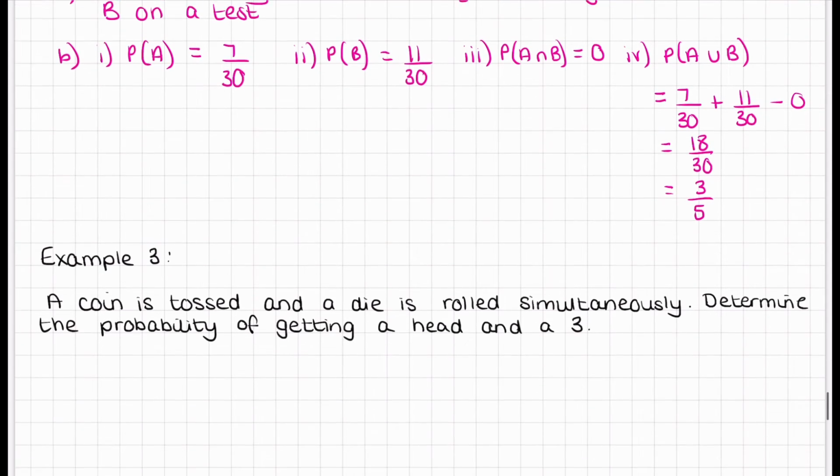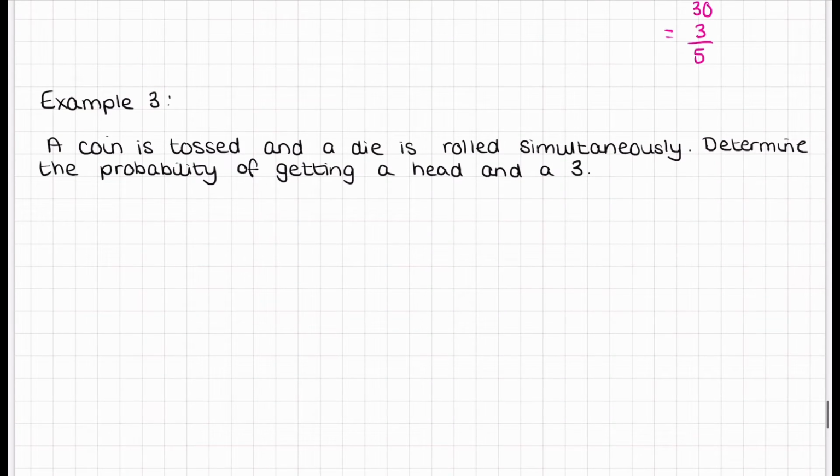Example 3. A coin is tossed and a die is rolled simultaneously. Determine the probability of getting a head and a 3. Now sometimes in this situation we've got to think logically about this. With this question we are trying to find the probability of it being a head and a 3.